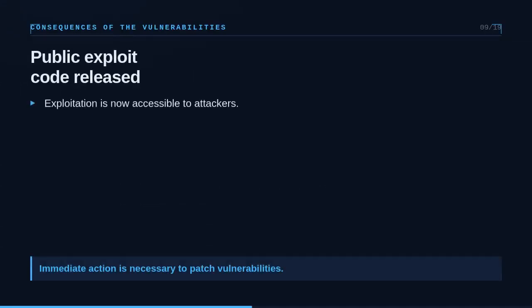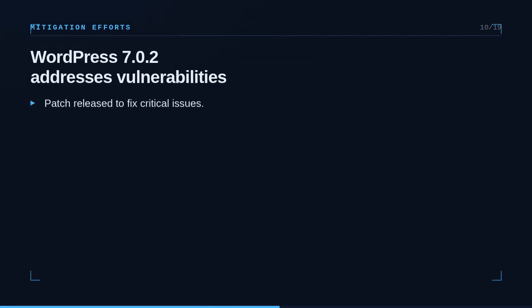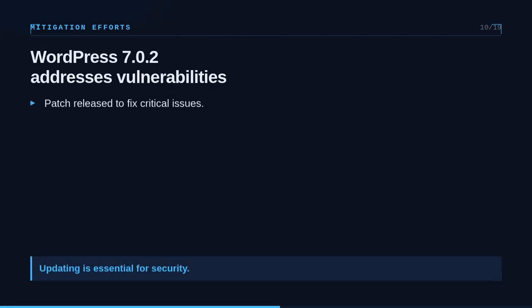Public exploit code released. Exploitation is now accessible to attackers. Immediate action is necessary to patch vulnerabilities. WordPress version 7.0.2 addresses vulnerabilities. A patch was released to fix critical issues. Updating is essential for security.